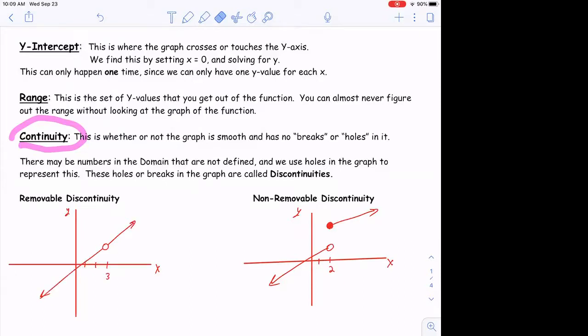Whoops, that's not what I wanted to do. This is a removable discontinuity, meaning it's a hole in your roller coaster. You're going along in the roller coaster and there's a piece of the track missing. Now, how would you fix that? You would put the piece of the track there. You can just color in that dot. And once you do that, you have gotten rid of the discontinuity. All right, but that's what a discontinuity means. It's a hole or break in the graph.